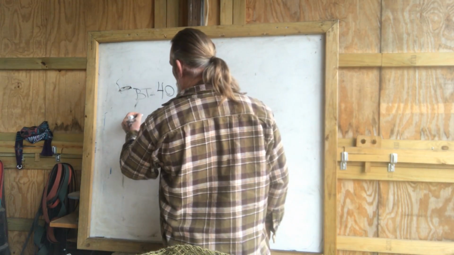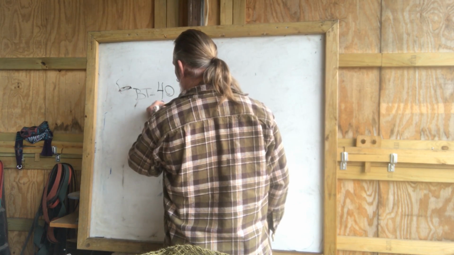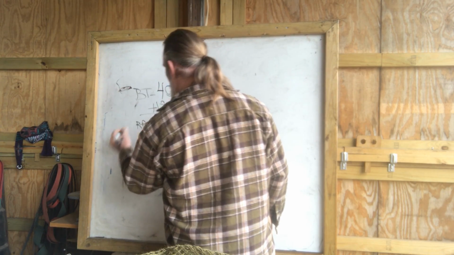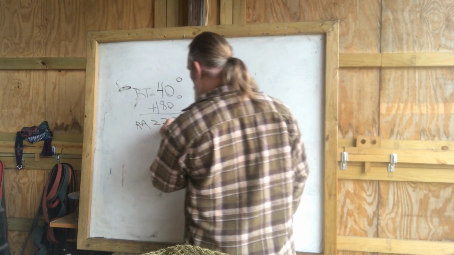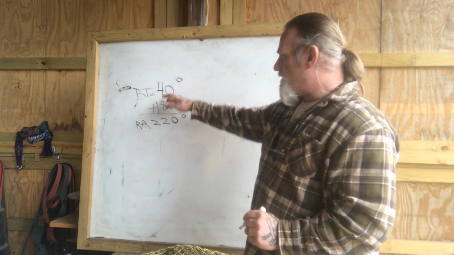What we're going to do is add 180 degrees to that to get a reverse azimuth. All right? So 220 degrees is our reverse azimuth of 40.